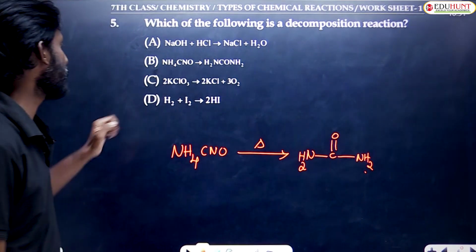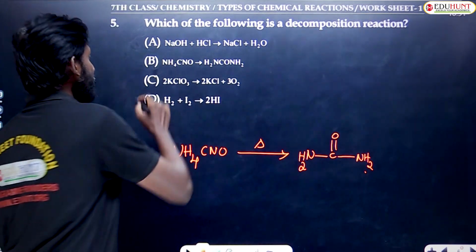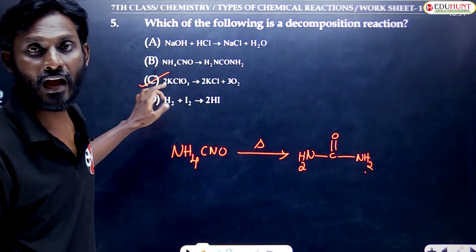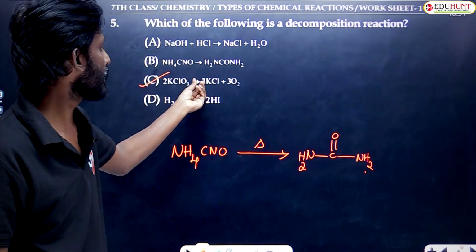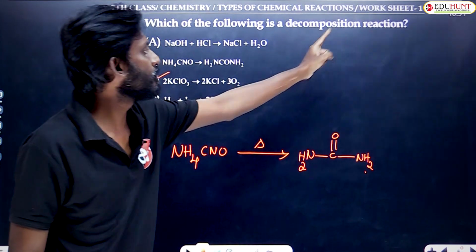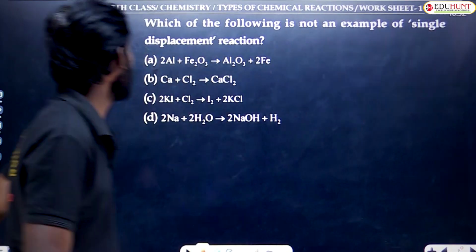And the next option, third option, KClO3 gives rise to KCl plus O2. Yes, it's a decomposition. Here, potassium chlorate undergoes decomposition to simpler compounds, potassium chloride and oxygen. Which of the following is a decomposition reaction? Third option.